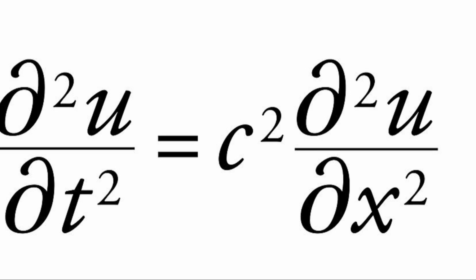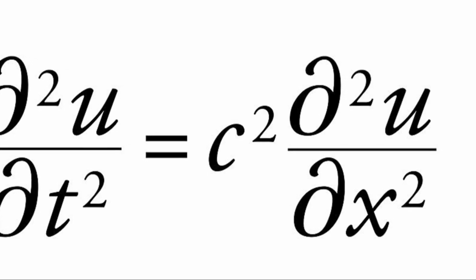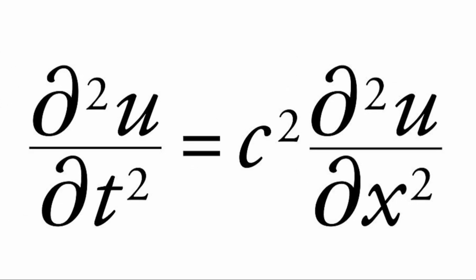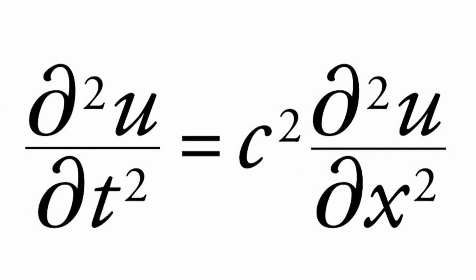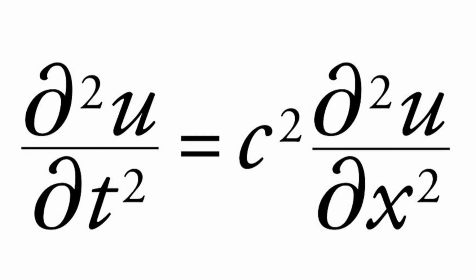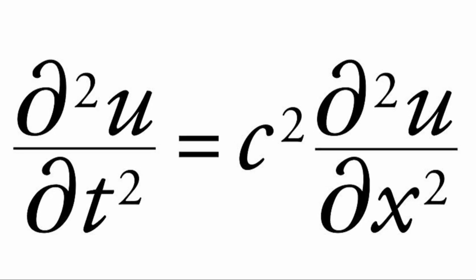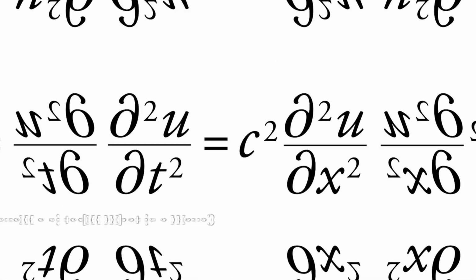Key components: left side, time component, the second order time derivative, which represents acceleration over time. Right side, spatial component, the wave speed squared times the second order spatial derivative, indicating the wave's curvature change over distance.